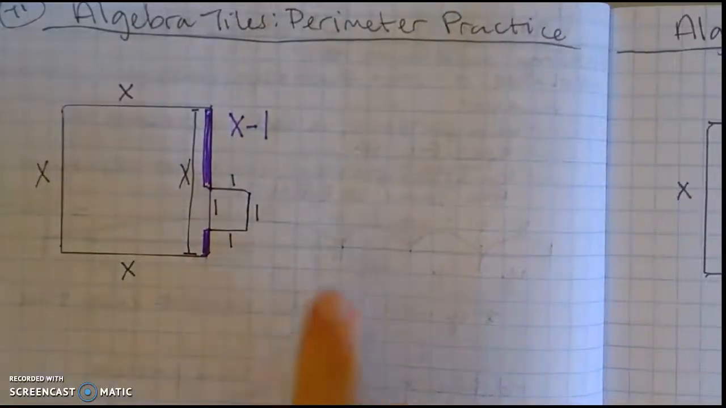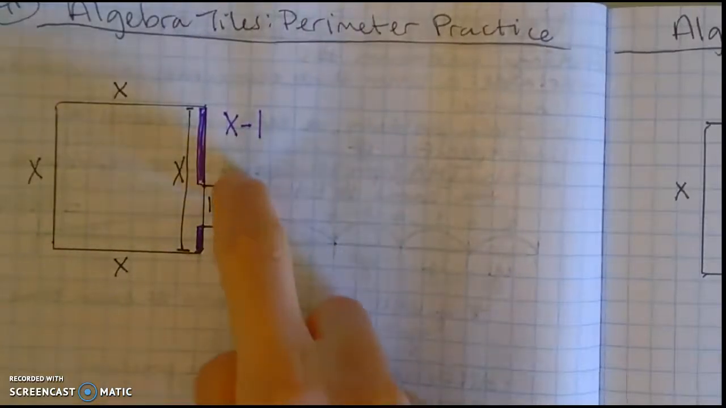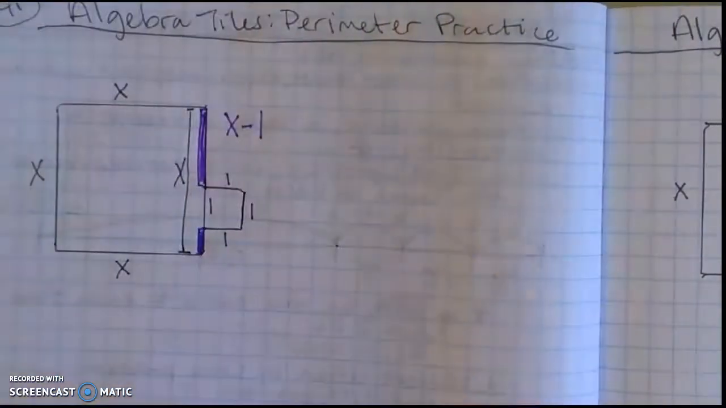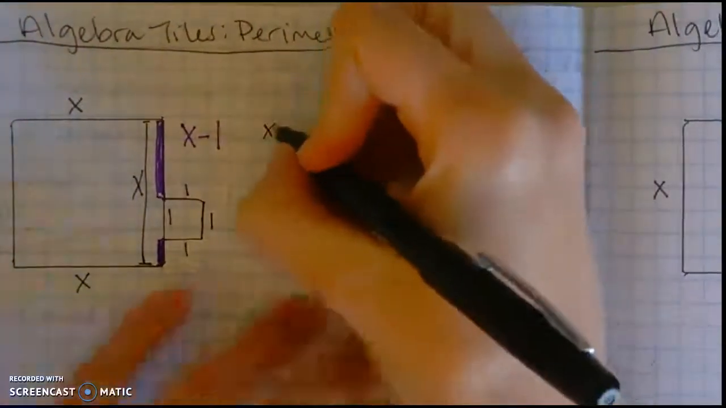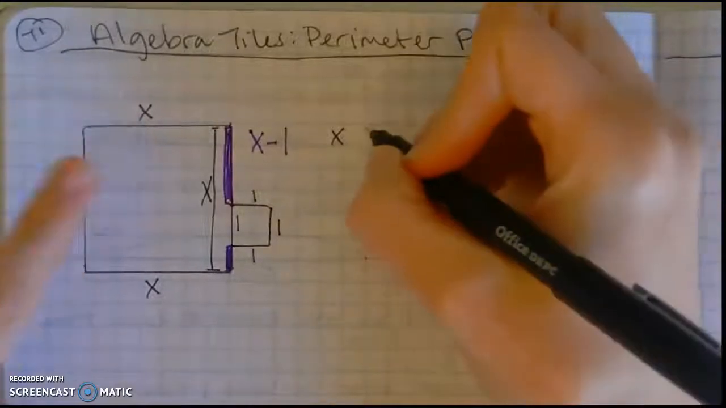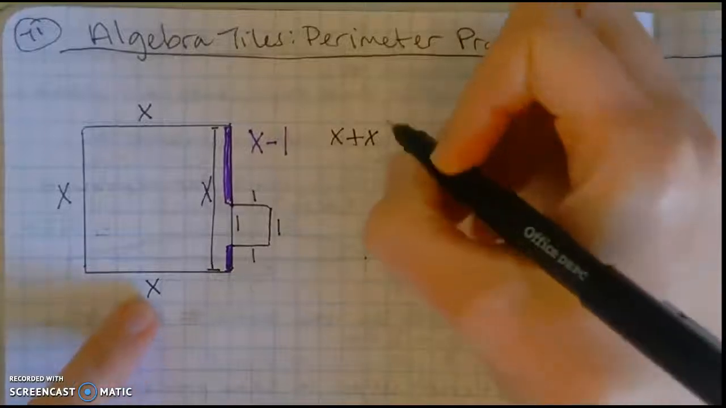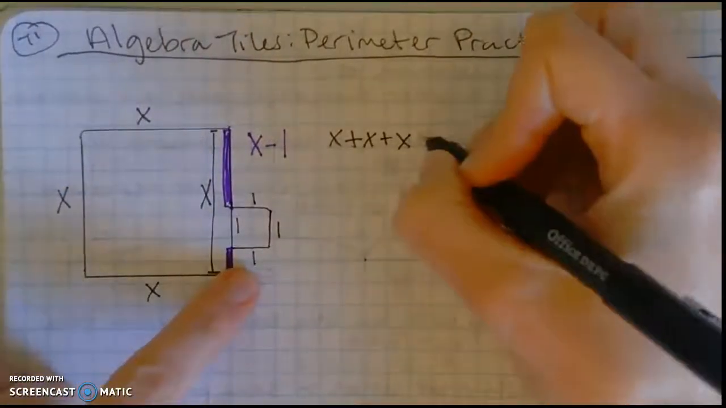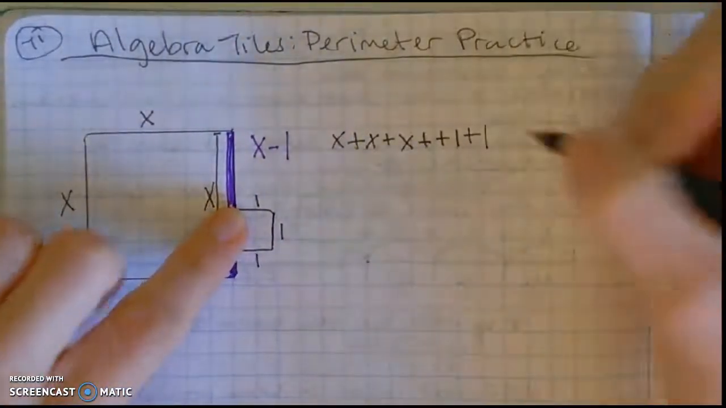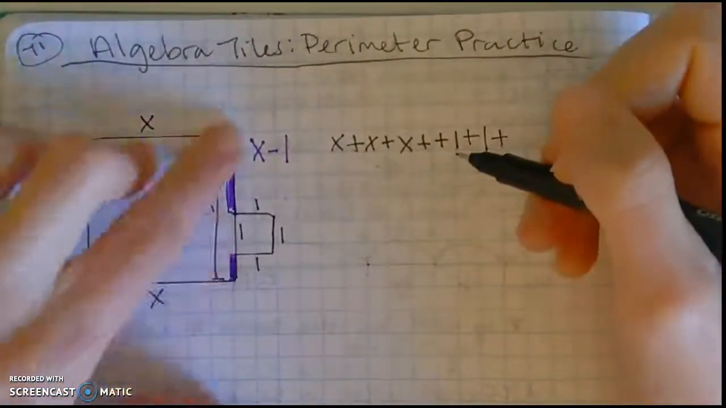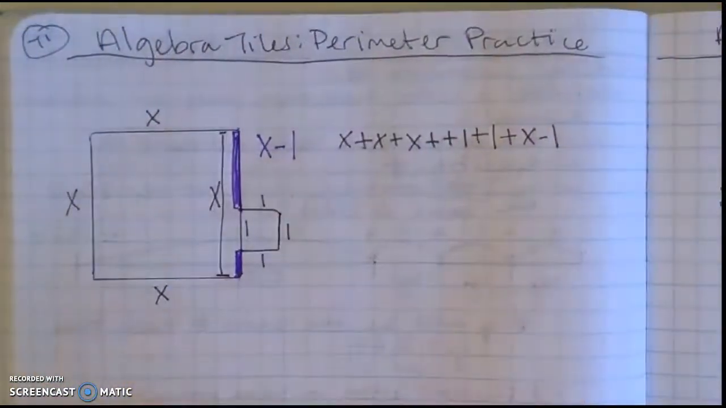So now we have X, X, X, 1, 1, 1, and for that purple part, I have X minus 1. So now I'm going to put all of those together, okay? So I'm going to do X for this one, plus X, oops, helps if I write it down, plus X, plus 1, plus 1, plus 1, plus, because I'm adding this whole purple part, X minus 1.